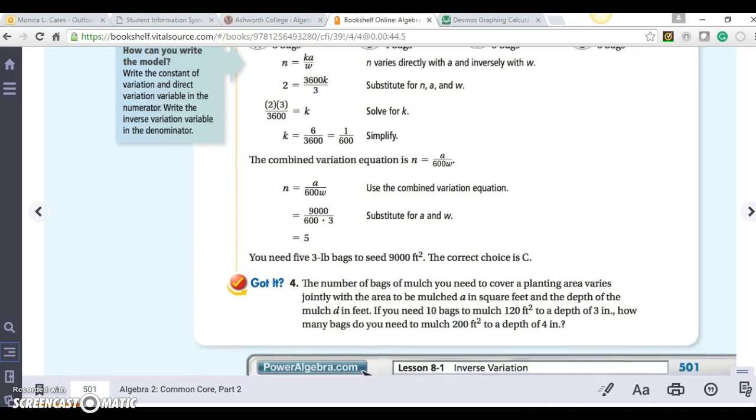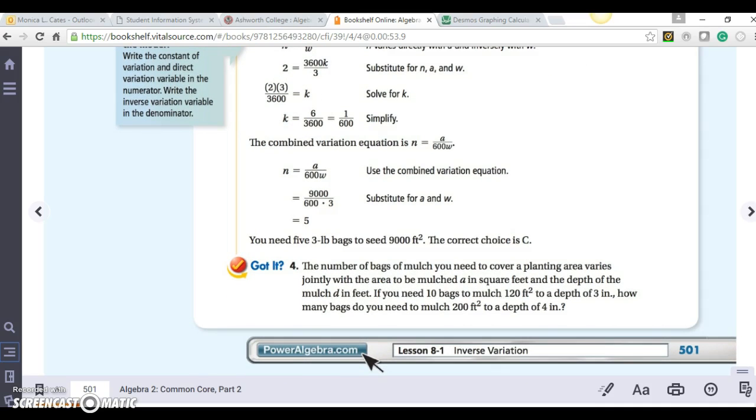Let's look at guided number 4. So the number of bags of mulch you need to cover a planted area varies jointly with the area to be mulched, A, in square feet, and the depth of the mulch, D, in feet. If you need 10 bags of mulch for 120 feet squared to a depth of 3 inches, how many bags do you need to mulch 200 feet squared to a depth of 4 inches?